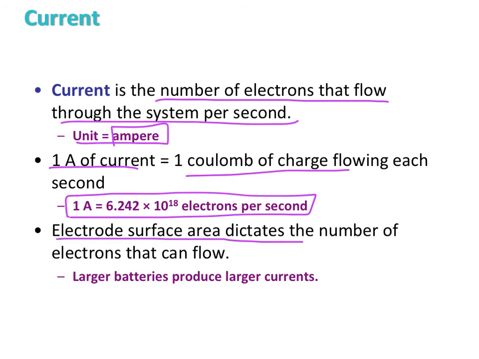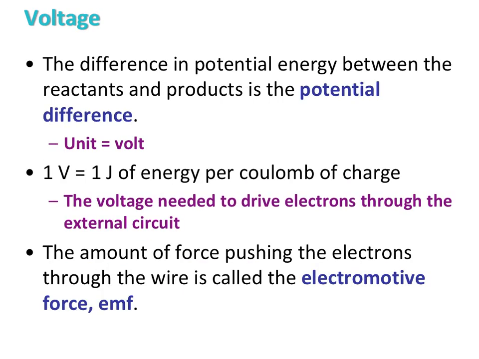Electrode surface area dictates the number of electrons that can flow. So if you have a bigger electrode, remember we had those little pieces of foil that we were discussing on the diagram, if you have a bigger one, then you would have the possibility of more electrons flowing. Okay, so we discussed current and what an amp is. An amp is the unit for current. Current is the amount of electrons that will flow through a system.